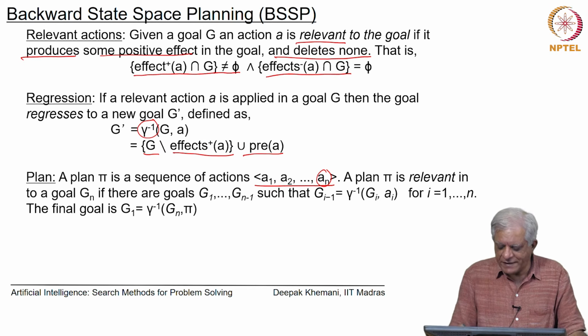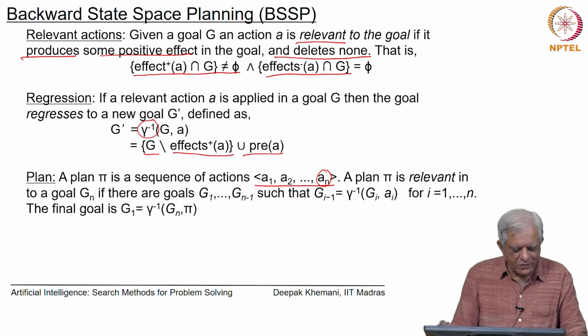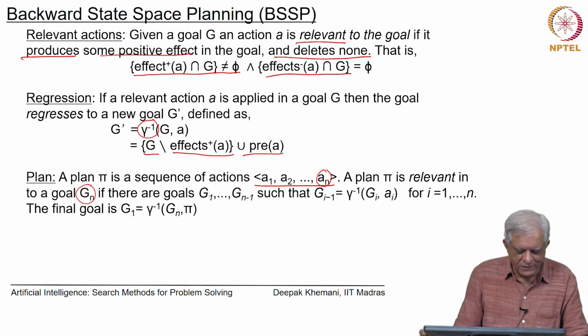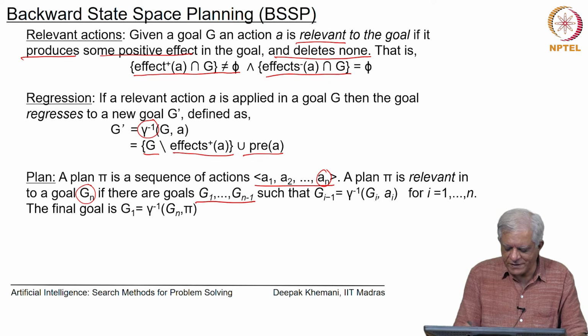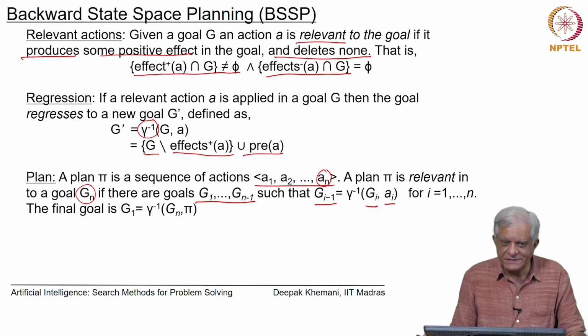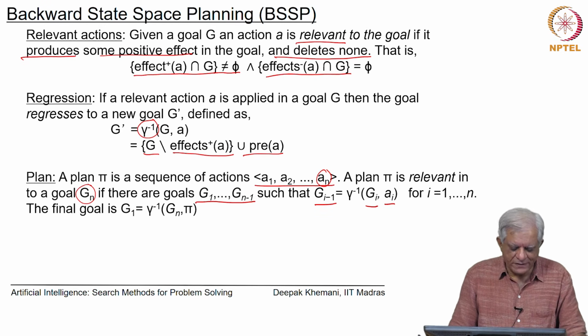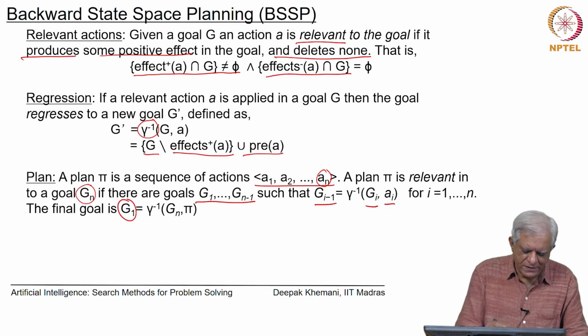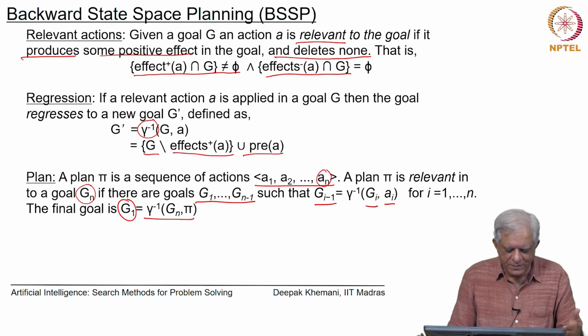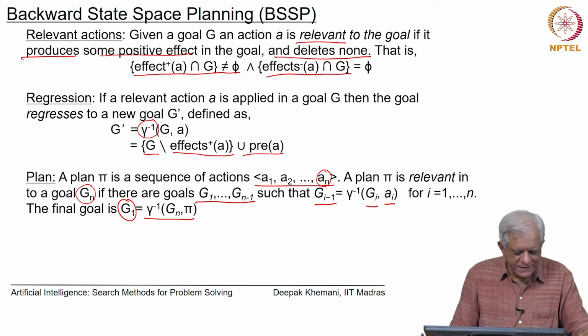We say that the plan pi is relevant to a goal Gn, that is a goal that we want to achieve, if there is a sequence of sub goals such that we can regress to them. So, you start with goal Gi, apply action i, and you go to goal Gi minus 1, and you do this for n, you will end up in the final goal, which is G1, and we can talk about the applicability of the plan to this goal Gn. It takes you to the state G1.